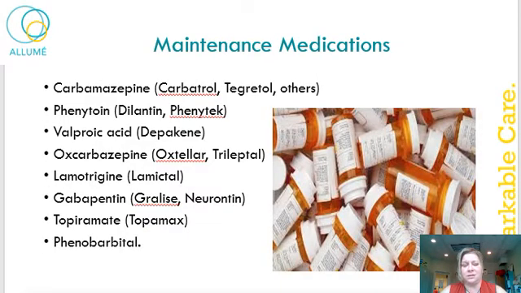Patients may be on several different maintenance medications for seizures. Some of them include carbamazepine or Tegretol, phenytoin, which is Dilantin, valproic acid or Depakene, oxcarbazepine or Trileptal, lamotrigine or Lamictal, gabapentin or Neurontin, topiramate or Topamax, phenobarbital, and there's several more. These are the ones we most commonly see.